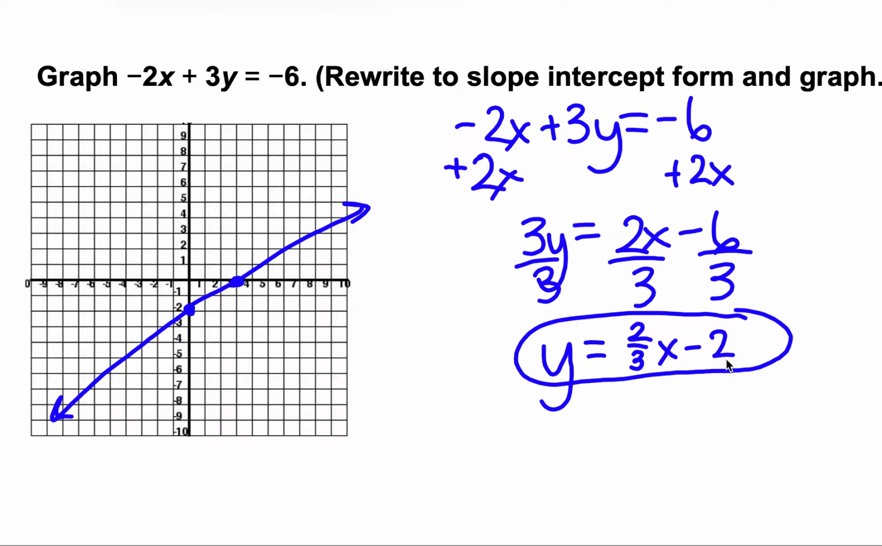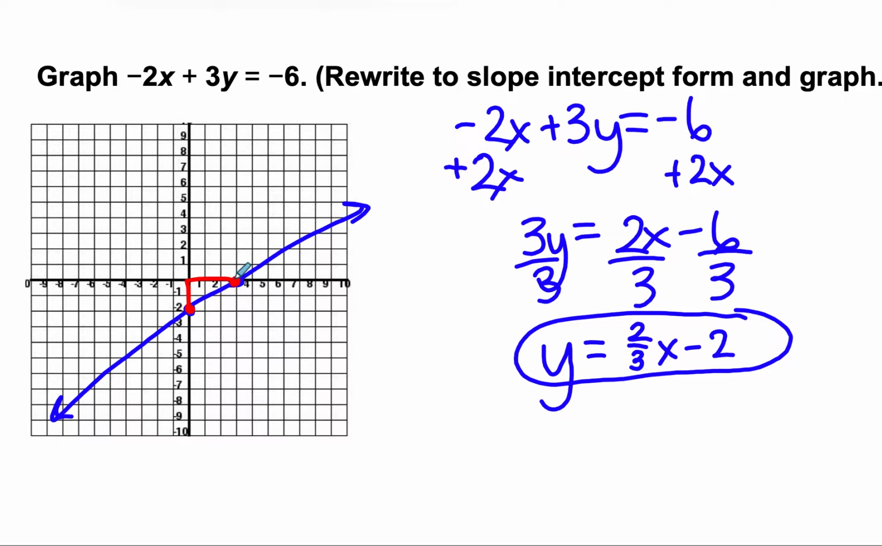Now I'm ready to graph it. My y-intercept here, now that it's in slope-intercept form, is negative 2. So on the y-axis, I go to where negative 2 is, and I graph it. That's right here, where my y-intercept is hitting the y-axis. And then 2/3 means I'm traveling up 2, and I'm traveling over 3. That gives me that second point. Those 2 points, that's all I need to graph.